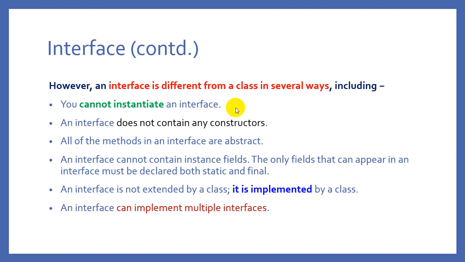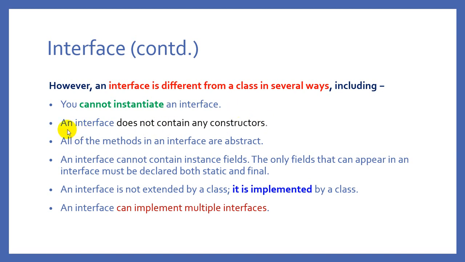So that's the reason that the interfaces cannot be instantiated, because they will not be holding any of the data. So there is no use for the objects as well. They are only implemented, and once you implement them, then that means you will have to redefine their functionalities. Okay. Next, the interface does not contain any constructors.